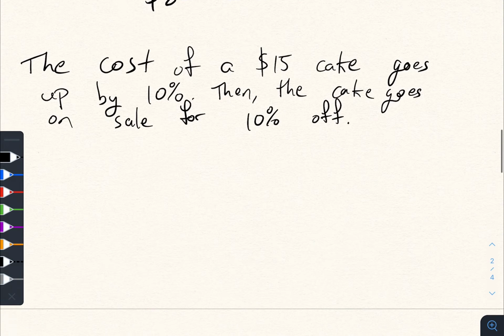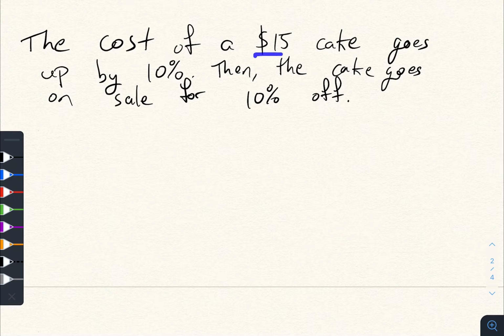Okay. Here's a problem. The cost of a $15 cake goes up by 10%. Then the cake goes on sale for 10% off. Pause the video and think to yourself whether the final sale price of the cake is going to be equal to $15, a little bit more than $15, or a little bit less than $15. Okay, so pause the video right now and make a guess for yourself whether it's going to be more, less, or equal to the original price.